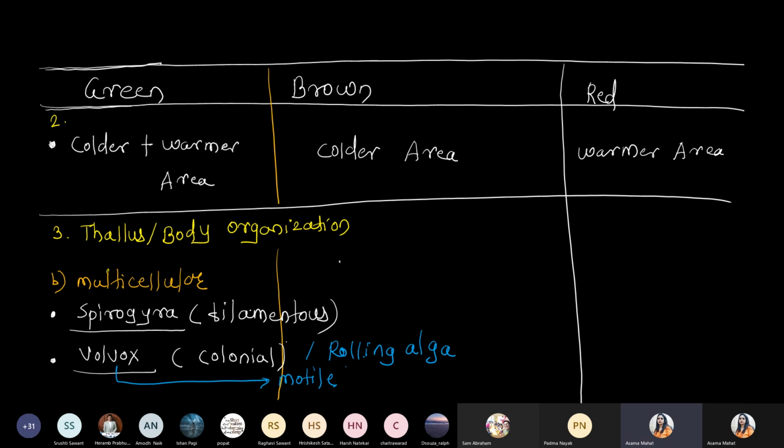I'm going out of the box, but please write down all this information below the green algae. Got it? So we are talking about Volvox. Volvox has a colonial structure. Colony formation happens; it's made up of so many different colonies. Colonial structure, and it is motile. So that's why Volvox is also called the rolling alga. Got it? Alternate name for the Volvox.